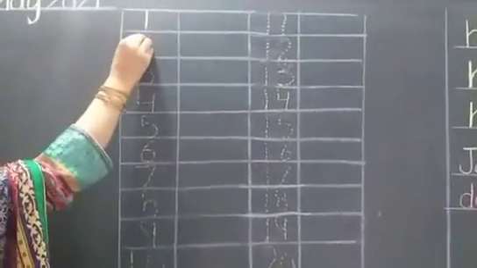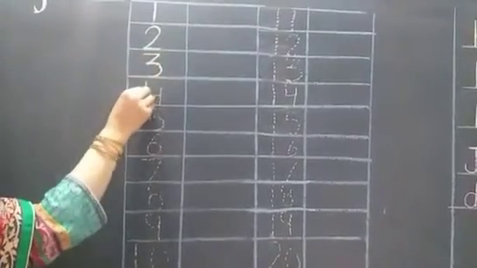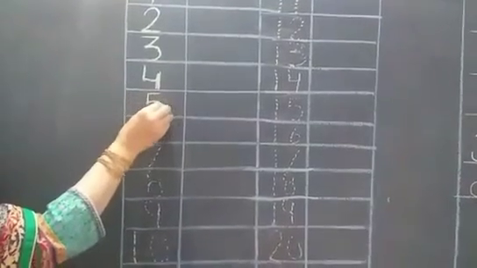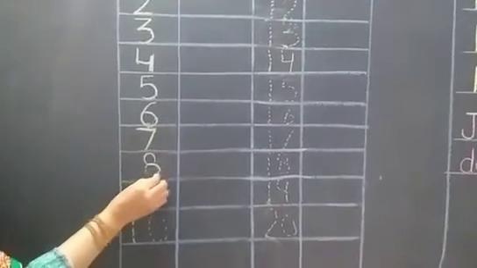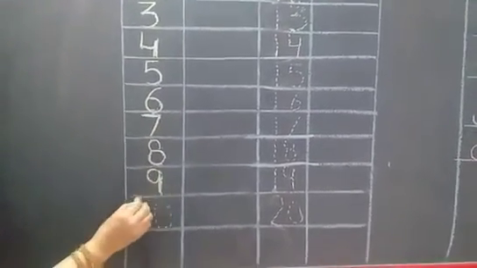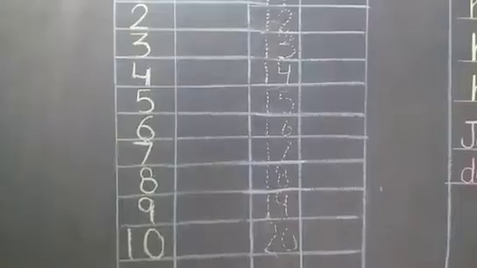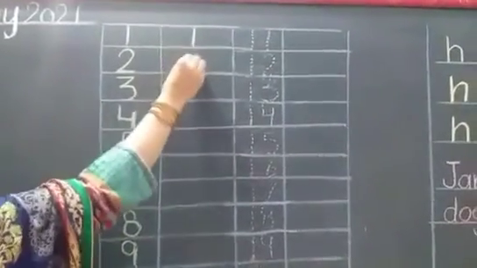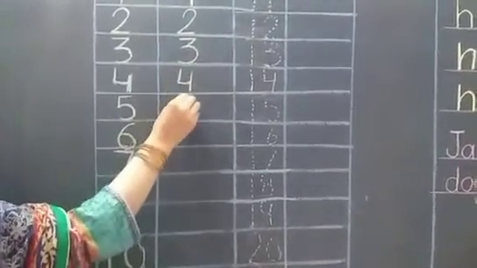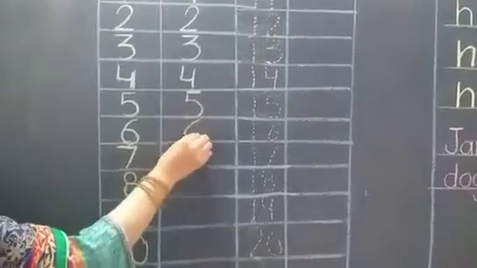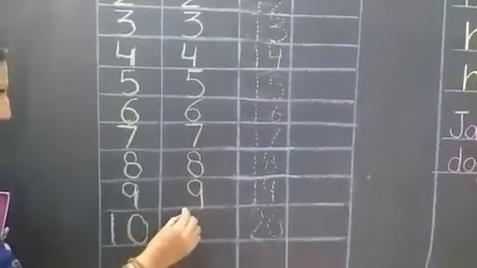1, 2, 3, 4, 5, 6, 7, 8, 9, 10. After the tracing, we will write independently 1, 2, 3, 4, 5, 6, 7, 8, 9, 10.